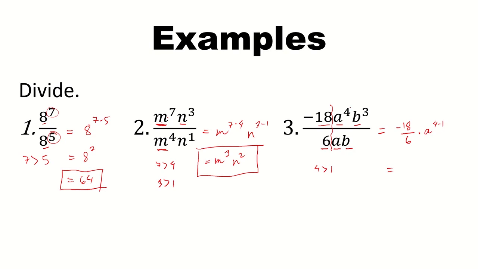Then we proceed to the b now. Okay, here, b. 3 is greater than 1 if you notice. So that means you put the b here and then subtract. Okay. Now, negative 18 divided by 6 is negative 3. Then, this will become a cubed because 4 minus 1 is 3. And b, 3 minus 1 is 2. Okay, there you go.